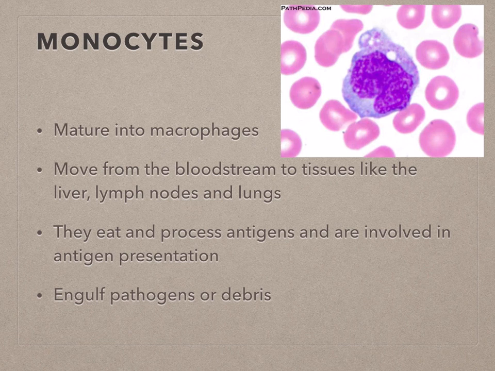Monocytes are cells that move from the bloodstream of the body to tissues like the lymph nodes and lungs. Monocytes engulf pathogens or debris found in the body, and then they eat and process antigens. But most importantly, monocytes are very active in the role of antigen presenting. Antigen presenting is where there's a little flag on a cell that basically tells the body, hey, don't attack me, I'm a good guy. Monocytes mature into macrophages.